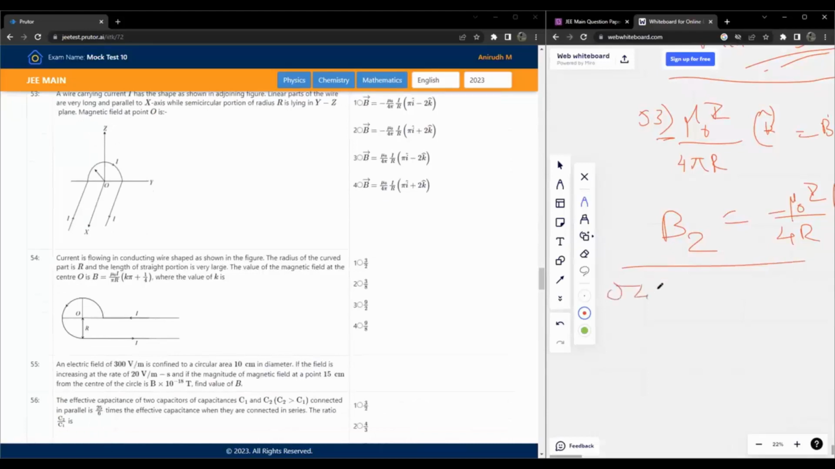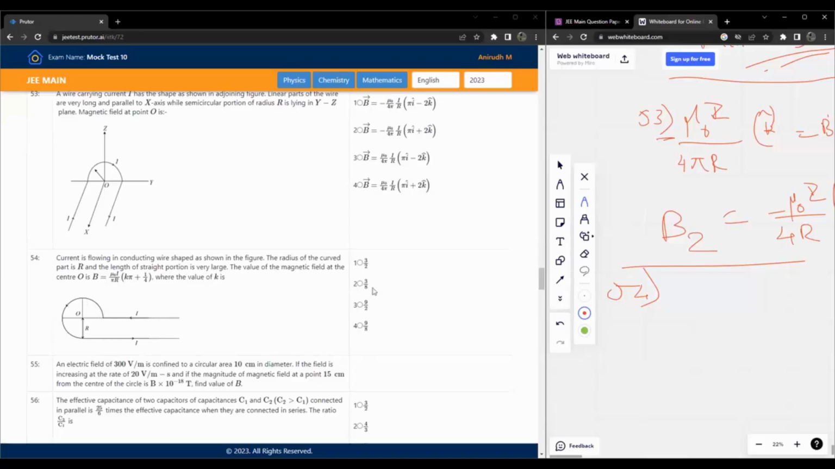Coming to question number 54, where you have current flowing in a conducting wire shaped as shown. Value of magnetic field is basically, right, it's basically due to this wire and this semicircle part, right? So this is 3/4 of a semicircle. This, right? This has no effect. This is a semi-infinite wire, right? Which produces mu naught I by 4 pi R, and this produces mu naught I by pi R into 3 by 4 pi.